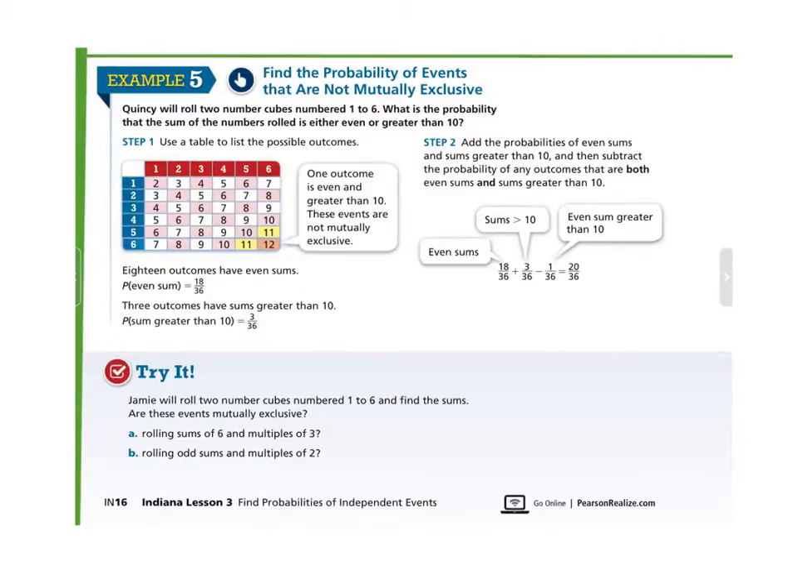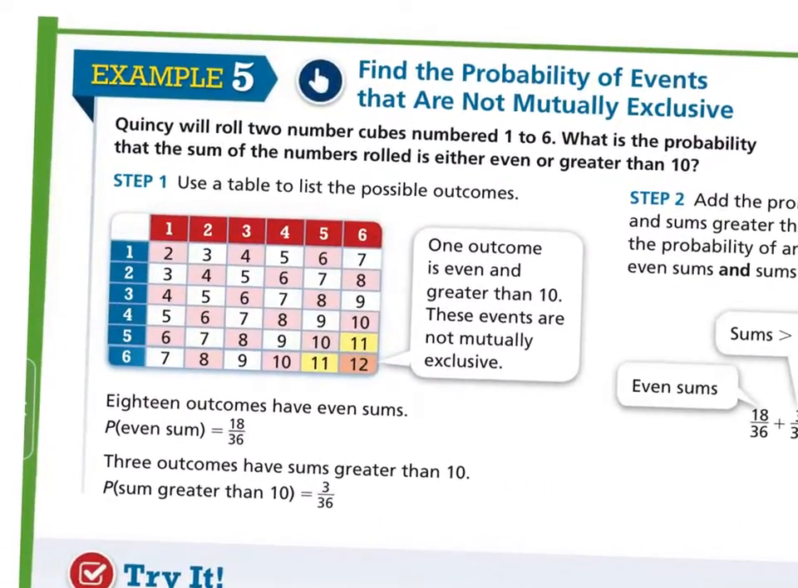Example 5, Quincy will roll 2 number cubes numbered 1 to 6. What is the probability the sum of the numbers rolled is either even or greater than 10? So this is a very similar problem here, even or greater than 10. Or means we don't care, either one is fine with us.